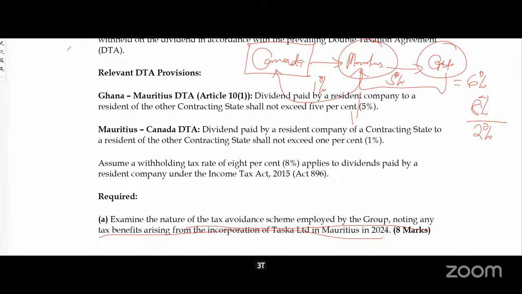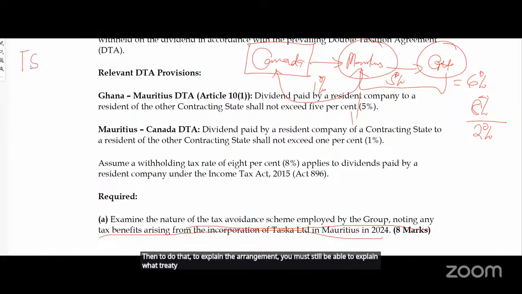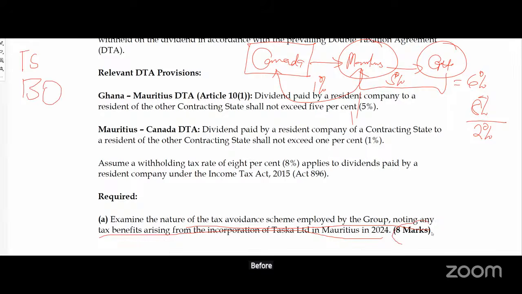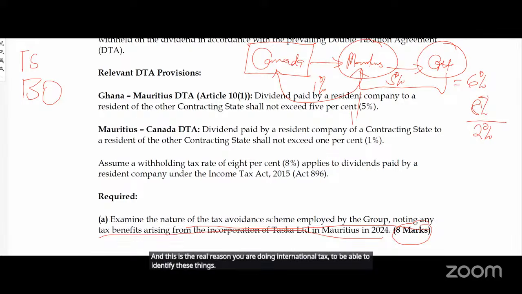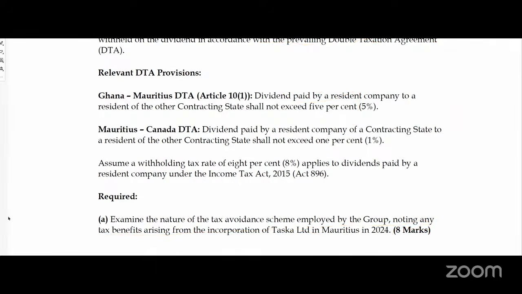Then to do that, to explain the arrangement, you must still be able to explain what treaty shopping is. You must still be able to explain who a beneficial owner is before you can get those 8 marks. It is a constant rule. And this is the real reason you are doing international tax, to be able to identify these things. Are we okay?